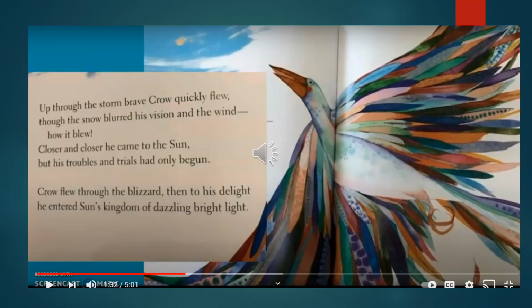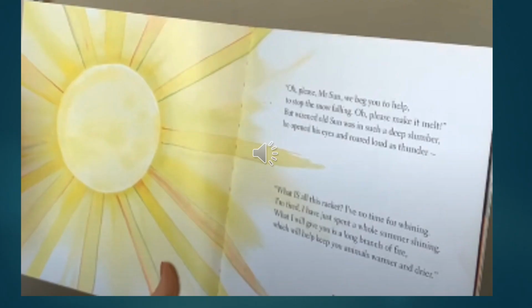Up through the storm, brave Crow quickly flew. Though the snow blurred his vision and the wind, how it blew. Closer and closer he came to the sun, but his troubles and trials had only begun. Crow flew through the blizzard, then to his delight, he entered Sun's kingdom of dazzling bright light. But wizened old Sun was in such a deep slumber, he opened his eyes and roared as loud as thunder.